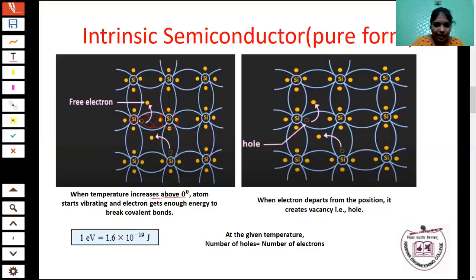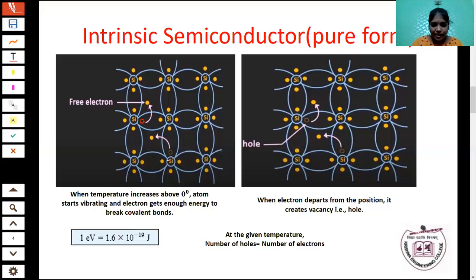Okay. So here you see, when the temperature increases, the electron in this place gets enough energy and breaks the covalent bond. It moves to the conduction band. Okay. The electron that moves out of this valence band is called a free electron. Okay. So that is called a free electron. Okay. So the place the electron departed from is called a hole. The electron departed from this place is called a hole.